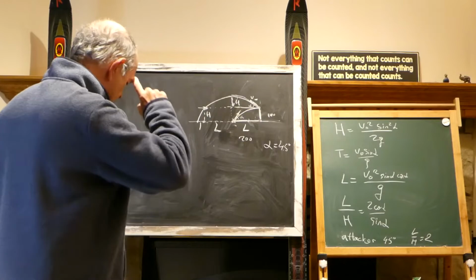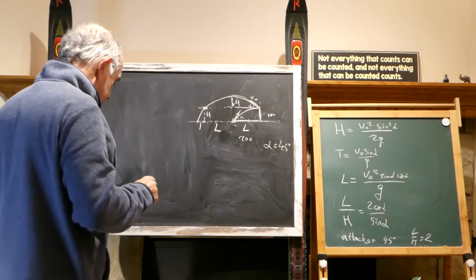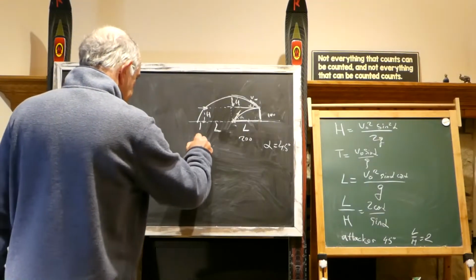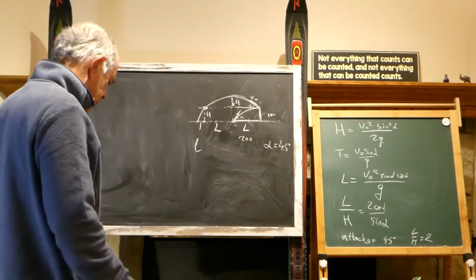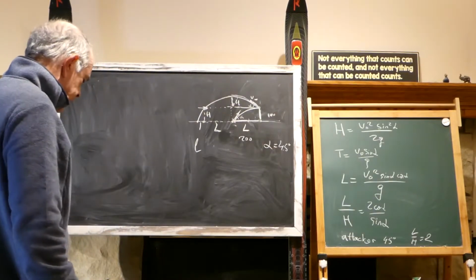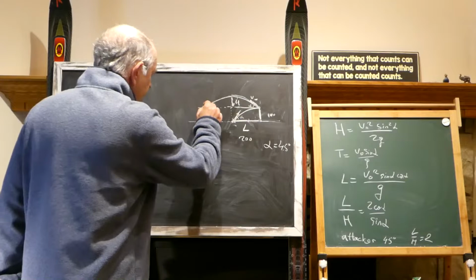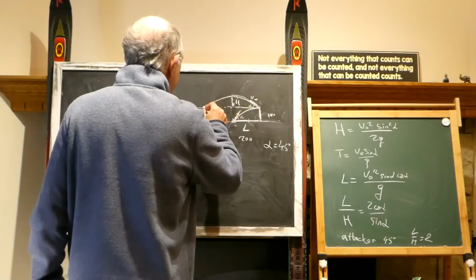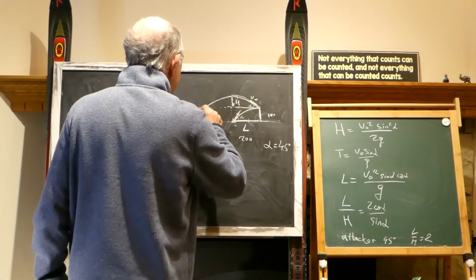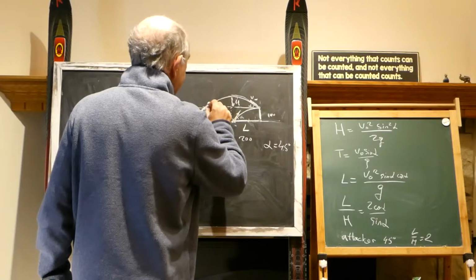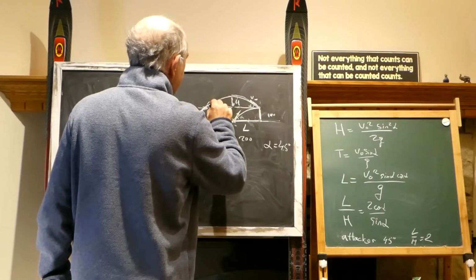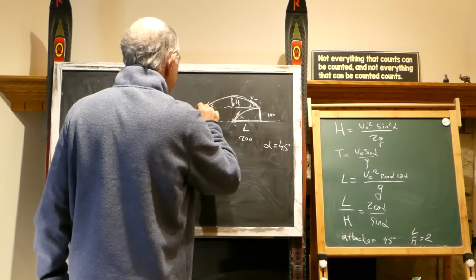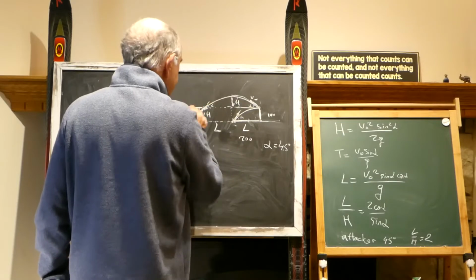I don't know how we will write it. Maybe we will write it like L. And why will it be so? Because when it comes here, it will come with the same angle. So this would be the same angle alpha, and this would be alpha. And it will continue flying.